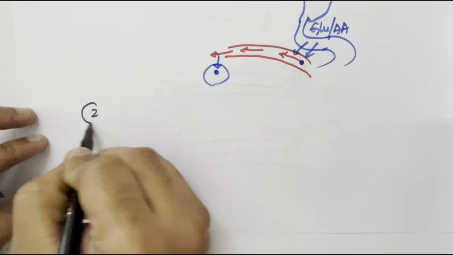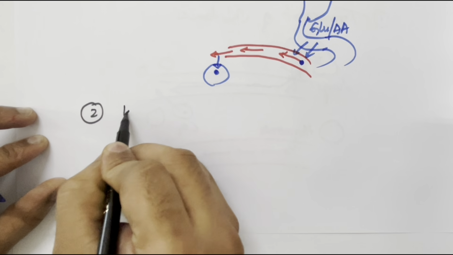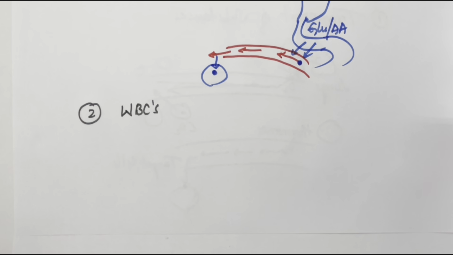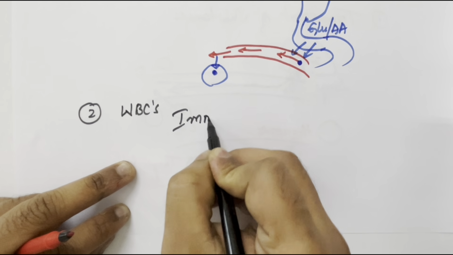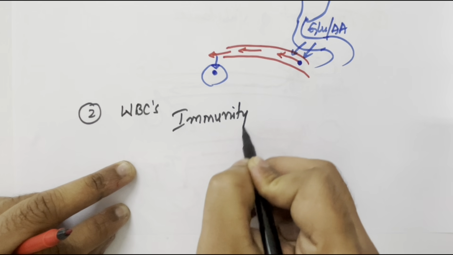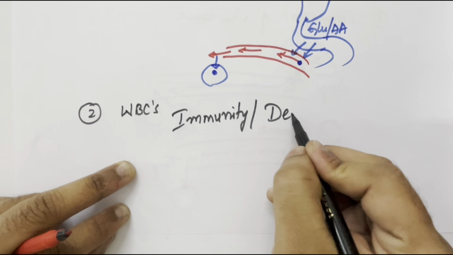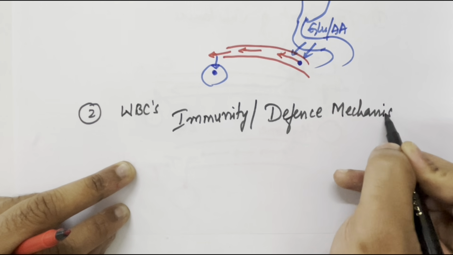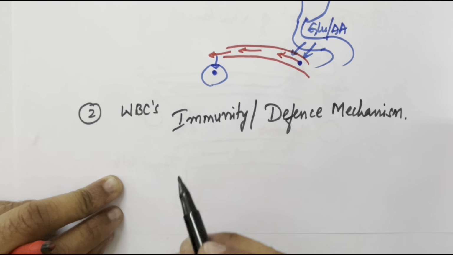The second important function of blood is because of the presence of white blood cells. Because of the presence of white blood cells, the blood has a role in immunity or defense mechanism. So let me explain how the blood has a role in immunity or defense mechanism.